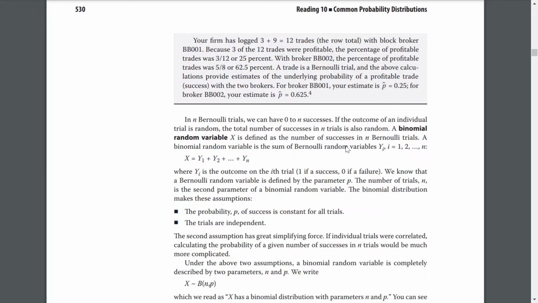As a trade is a Bernoulli trial, the above calculations provide estimates of the underlying probability of a profitable trade success with the 2 brokers. For broker BB001, your estimate of p is equal to 0.25. For BB002, your estimate is 0.6025.